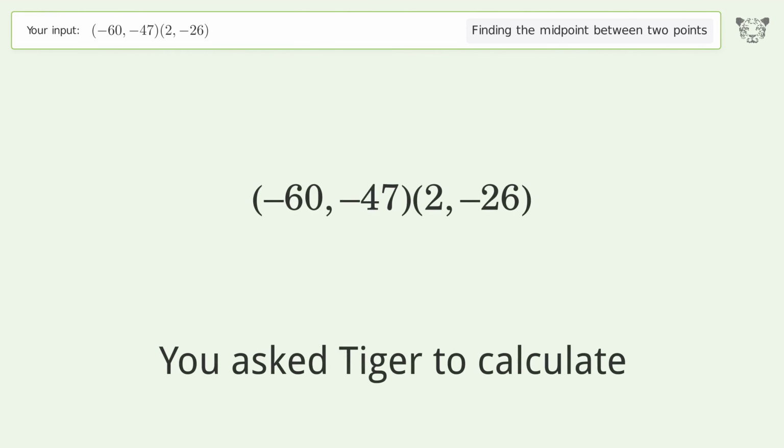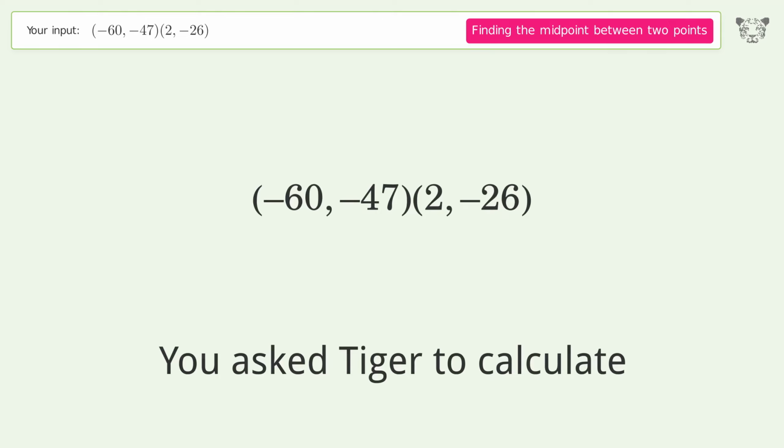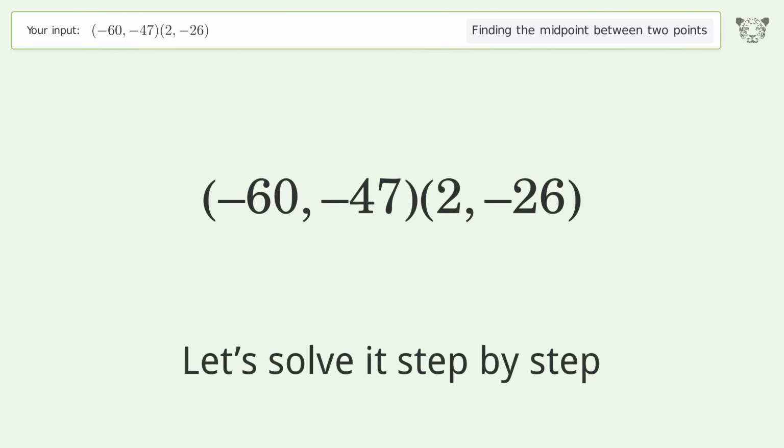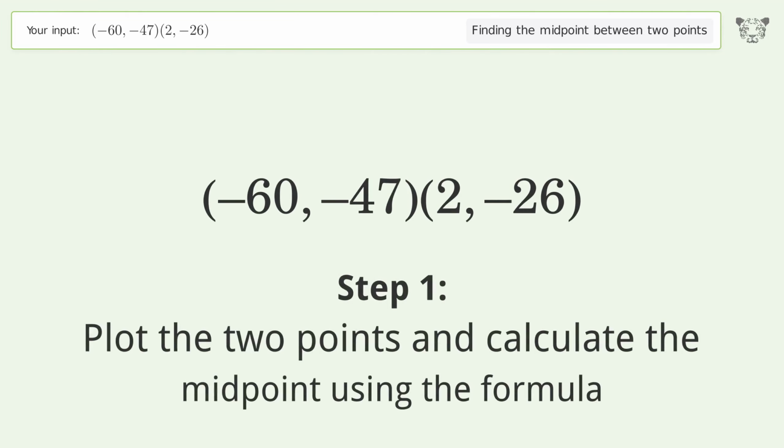You ask Tiger to calculate. This deals with finding the midpoint between 2 points. The midpoint between the 2 points is -29, -36.5. Let's solve it step by step. Plot the 2 points and calculate the midpoint using the formula.